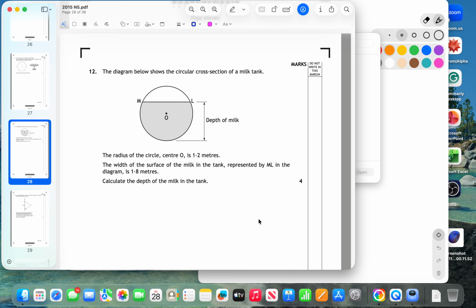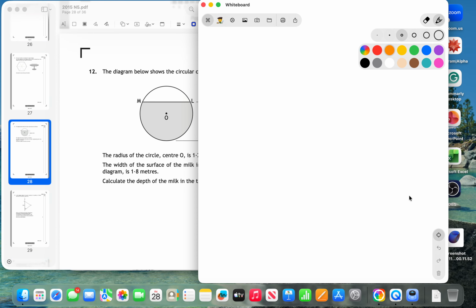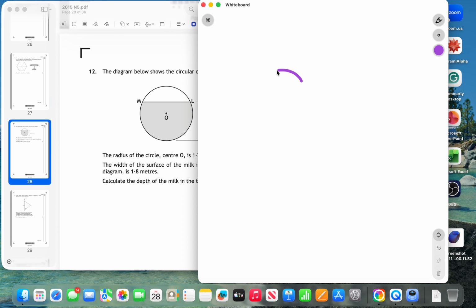So we have a cross section of a milk tank, and the cross section is the end. We have a look at the shape. The radius is 1.2 meters. So I'm going to do a lot of sketches. You don't have to do all of these sketches. Well, you should do some sketches, and I will explain which ones you do need, but you do not need all of these. This is for demonstration.